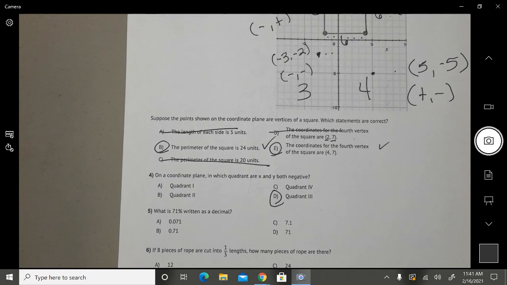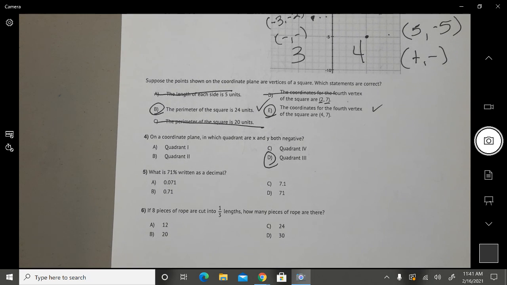All right, number 5 and 6 you can do on your own. Go for it. And you could do number 7, honestly.